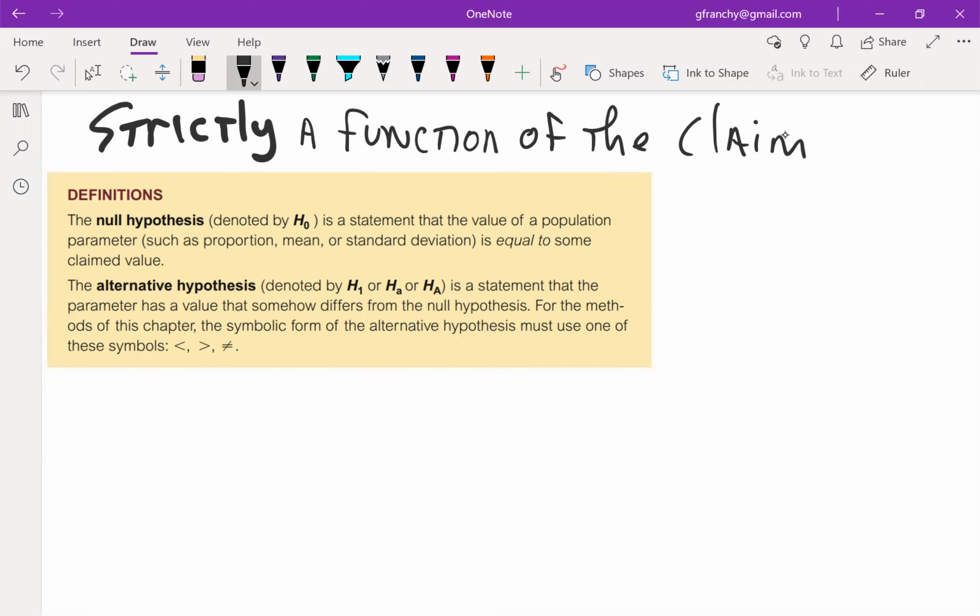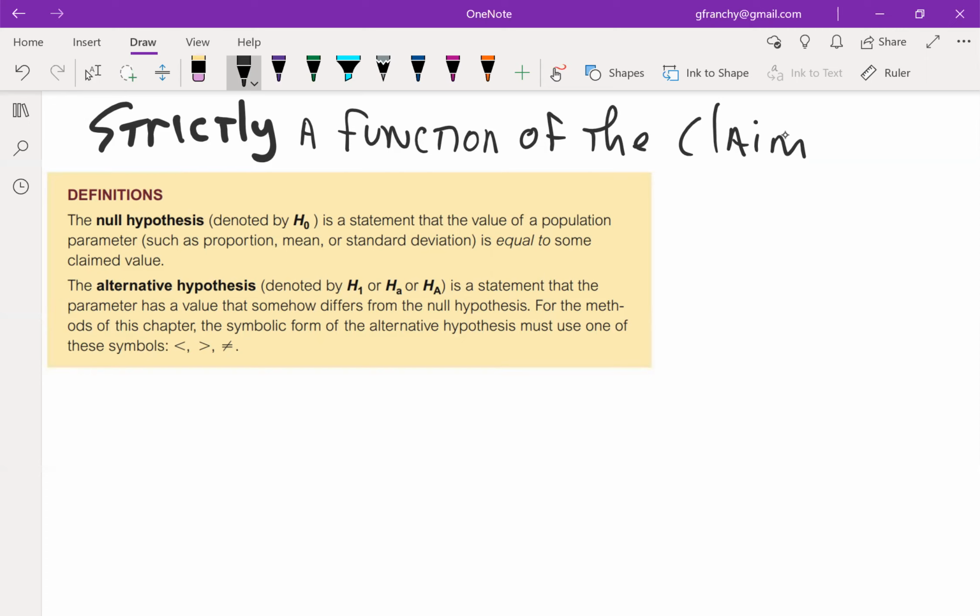The hypothesis statement has two parts to it, the null hypothesis and the alternate hypothesis. I'll typically use H sub A. There's a couple common ways that it can be abbreviated. Null hypothesis, fortunately, is always H sub O, so whatever the other one is, that's the alternative hypothesis.